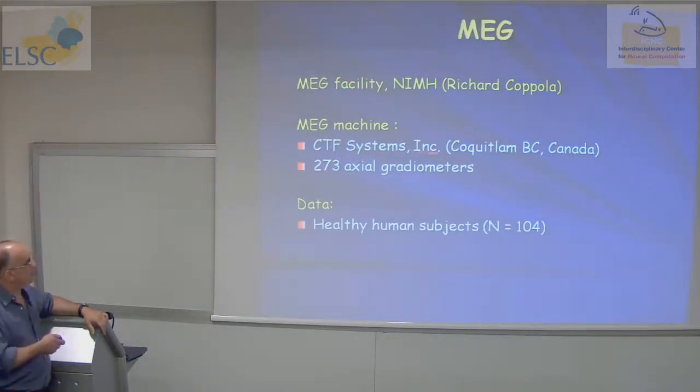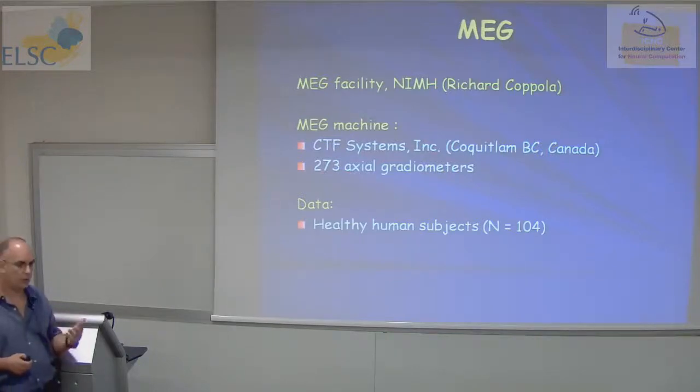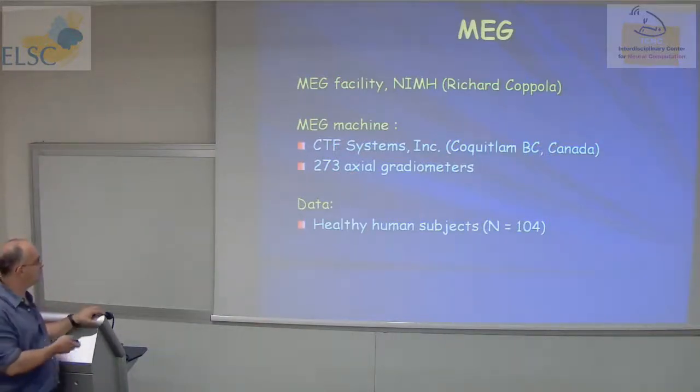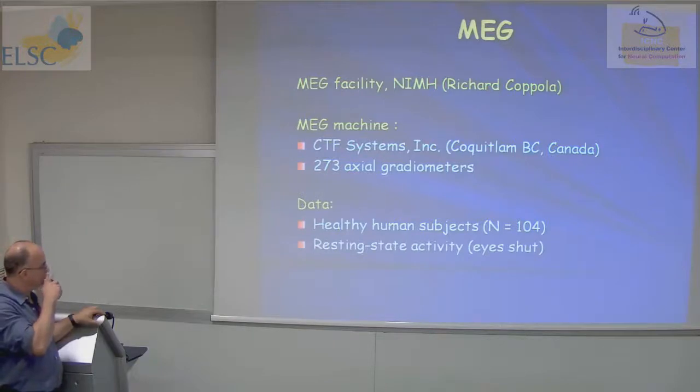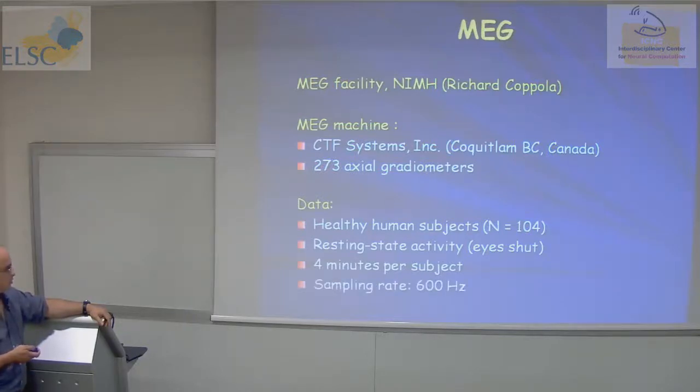In most MEG machines, you have gradiometers, which measure the gradient of the magnetic field, because then you subtract, or you don't have an effect from the mean ambient magnetic field. That's why I use this gradiometer. But for instance, in Bar-Ilan University, they have just magnetometers and another reference measurement for subtraction. So we have, it's NIH, so it's very easy to get a data set of 104 subjects. Resting state activity, 4 minutes per subject, and 600 hertz was the sampling rate in this case.